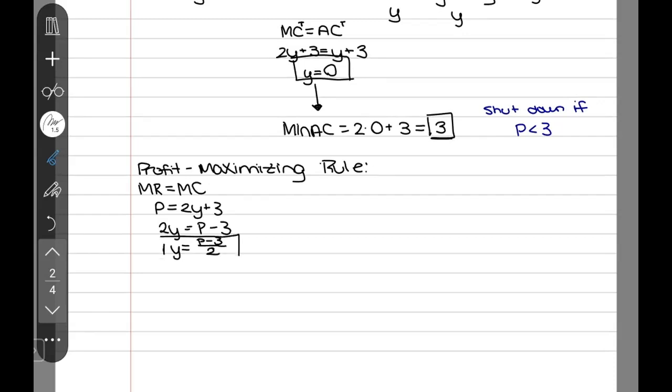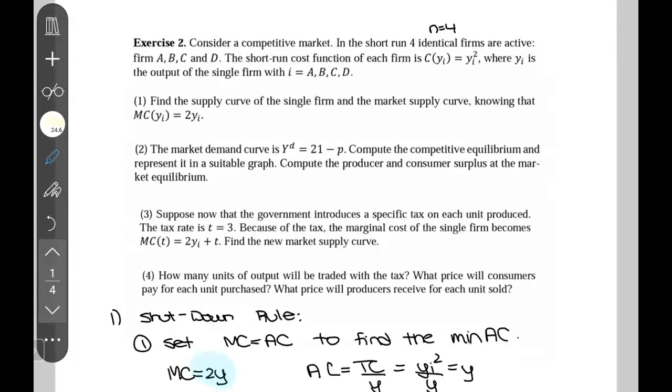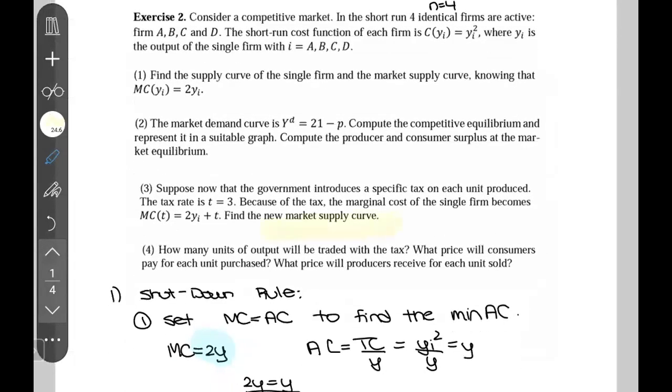So this is assuming that we don't shut down. So this is assuming that the price is, as we said before, now greater or equal to 3. So the supply is going to be nothing if price is less than 3. And if it is greater or equal to 3, then we're going to produce this much. So I think that's all they wanted for that. Yeah, they just wanted the new market supply curve.